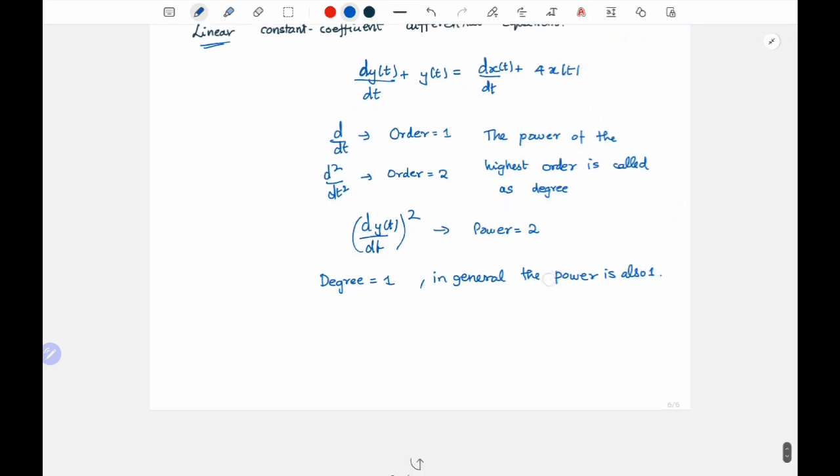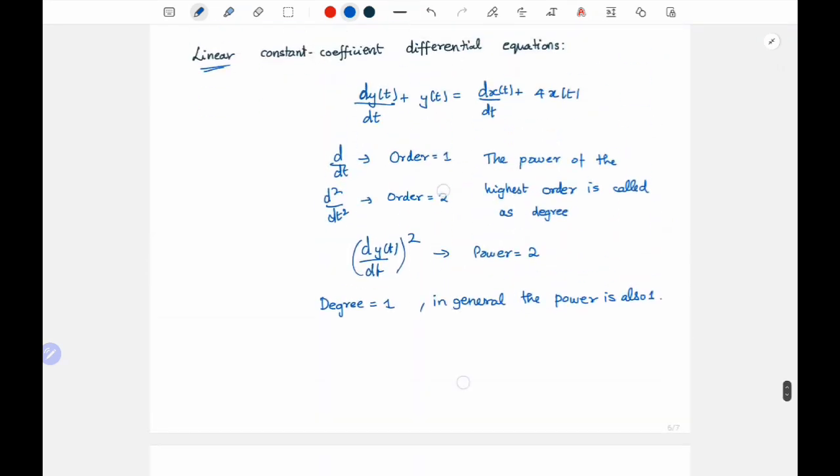And constant coefficient, what does it mean? So you have coefficients of dy of t is 1, y of t is 1, here 1, and here it is 4. So the coefficients of the derivative terms are constant. And y of t is also considered a derivative term with order 0, let's say, right? Terms is constant.